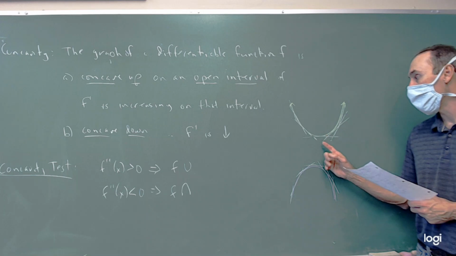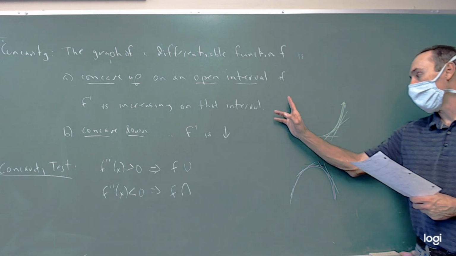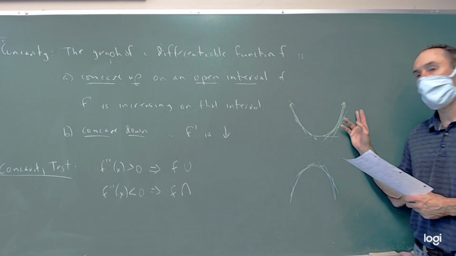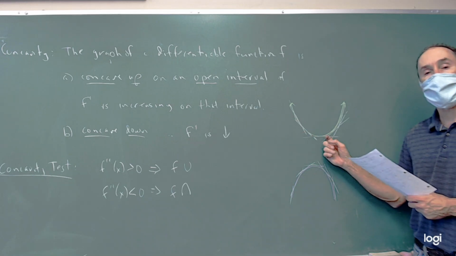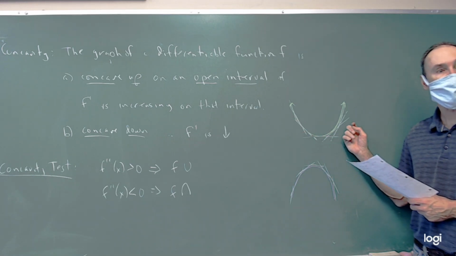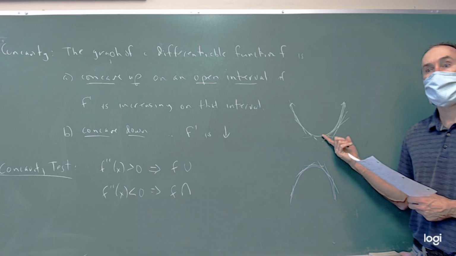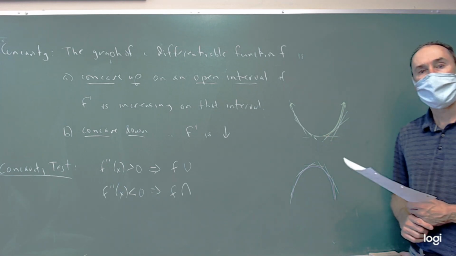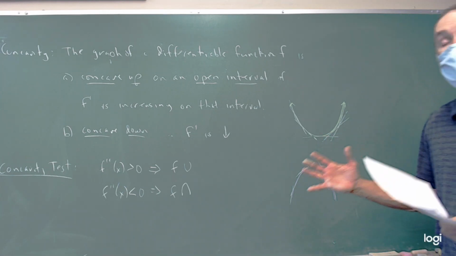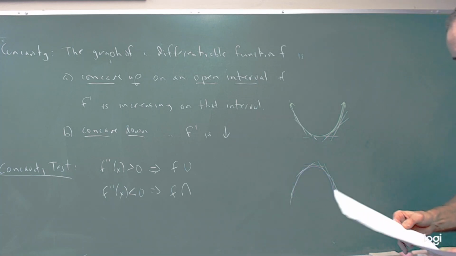It would be correct to say that this is concave up because its first derivative is increasing. That would be a legitimate justification for being concave up, if somehow we knew that the derivative was increasing on an interval.